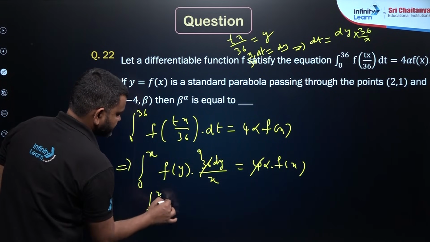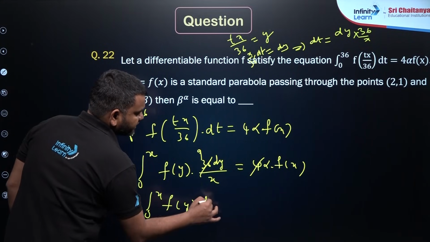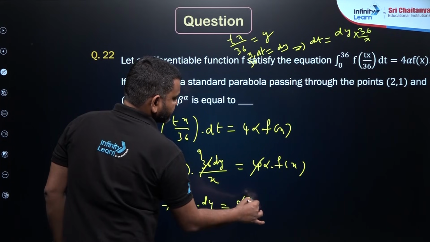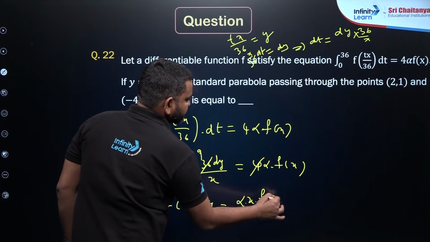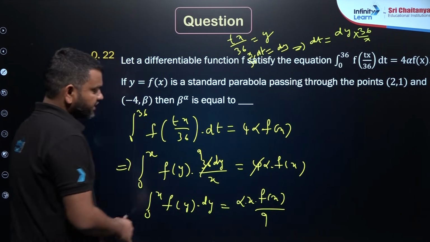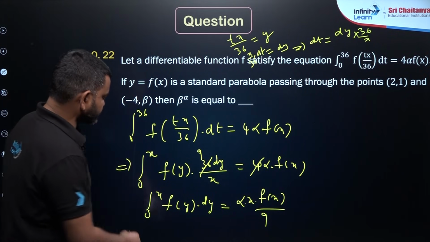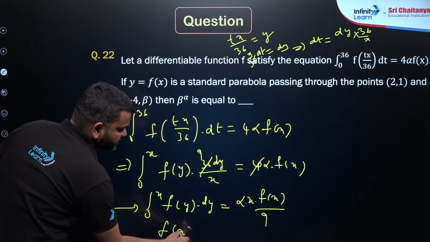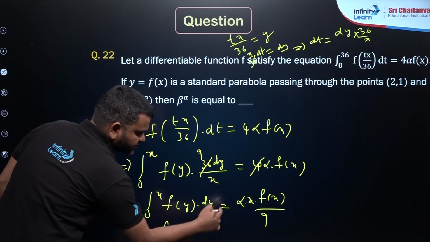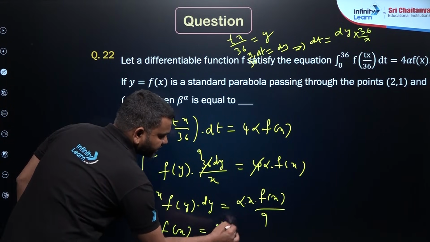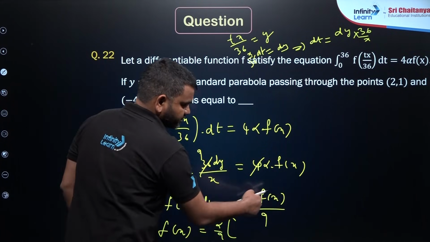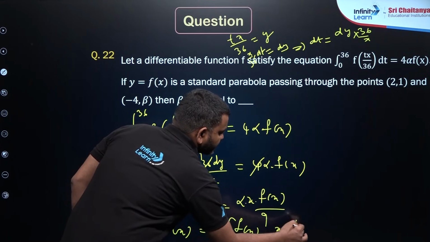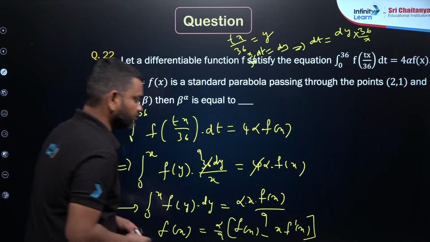So integral from 0 to x of f of y dy equals alpha x into f of x by 9. Now try to differentiate it. You know the Leibniz theorem, right? You just write it in this. You are going to get f of x equals alpha by 9 into the differentiation of this part. Alpha differentiation is 1, so f of x minus x into f dash of x. This is what I am going to get.